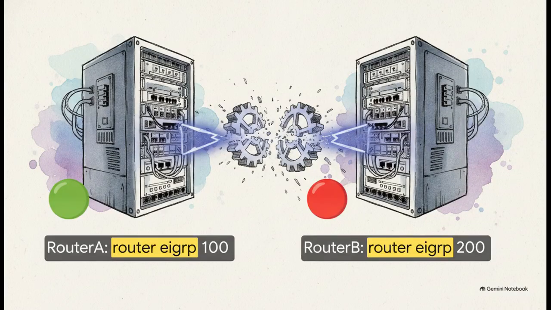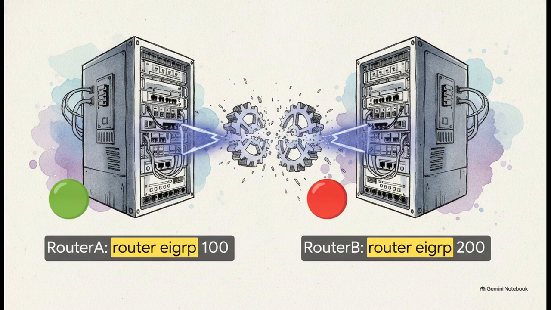Now, what's really interesting here is just how fragile routing adjacencies can be, and how easily they can be broken by simple human error. Imagine you're troubleshooting an EIGRP routing issue. You run show ip eigrp neighbors, and the output is just completely empty. No adjacency, no dynamic routes being shared, nothing.